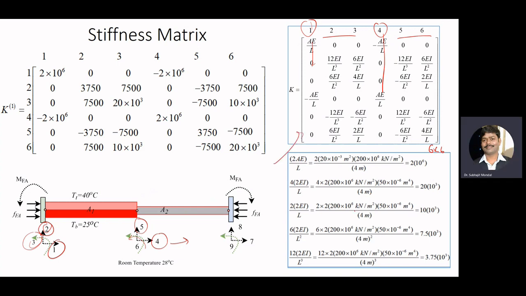You can calculate all the values of the stiffness matrix, and you can get the stiffness matrix for element 1 like this. So here, if you put the values, you obtain the stiffness matrix for element 1, and the size is 6 by 6.